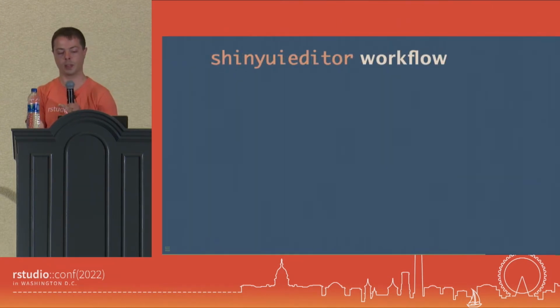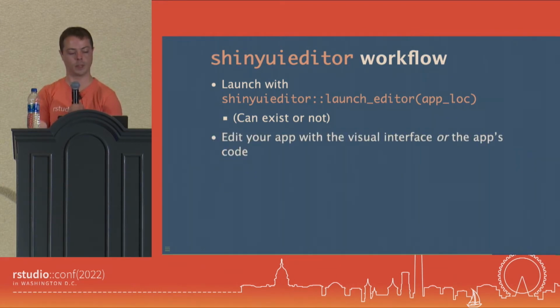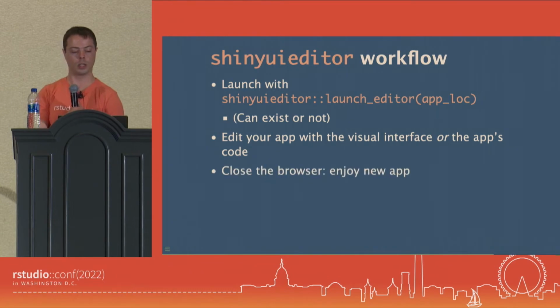Okay, so now that we've established what it is and what it isn't, let's talk about the workflow of using the UI editor. We start by launching the editor with that function that we mentioned before, launch editor. You point it at your app location, and this app location can exist or it might not exist. If it doesn't exist, we'll ask you a few questions, and you can start with a template app that is UI editor friendly. Once you've done that, the UI editor spins up a browser window. You can use the visual interface to edit your app code, and then you close your browser window, and you enjoy the app.